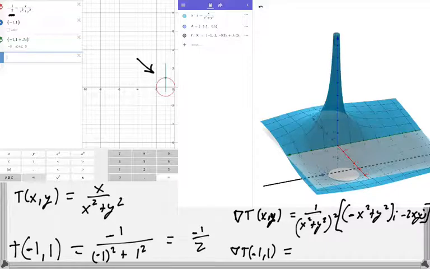So if we evaluate my gradient at -1, 1, that is going to give us 1 over, let's see, 4, okay, and then that'd be 0i, and then plus 2j, okay, which would be equal to 0.5j, okay, and so that's where this came up.